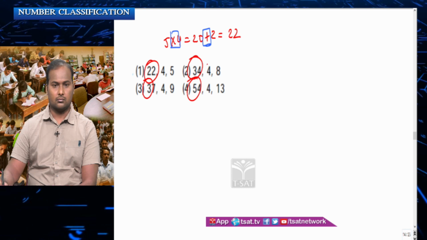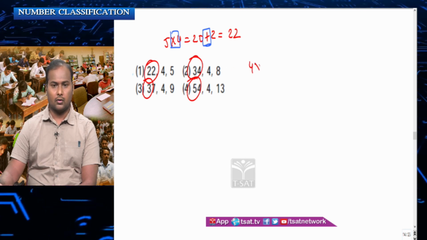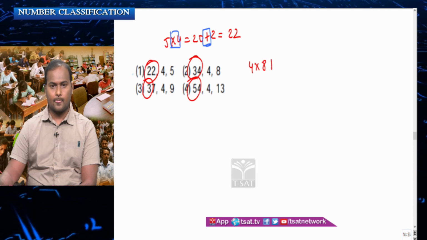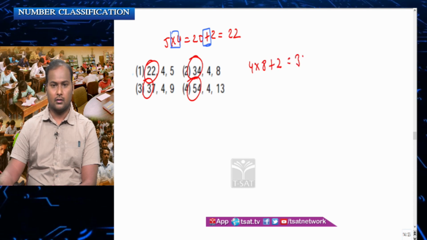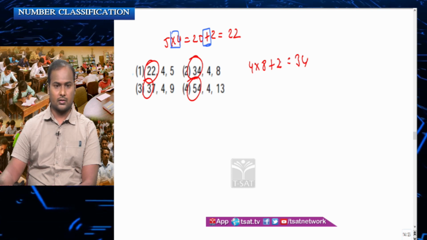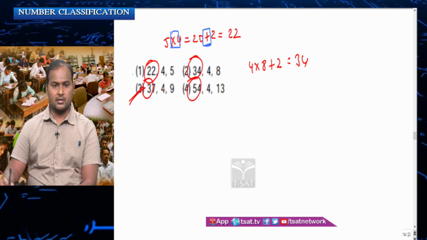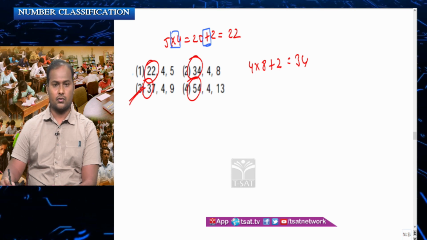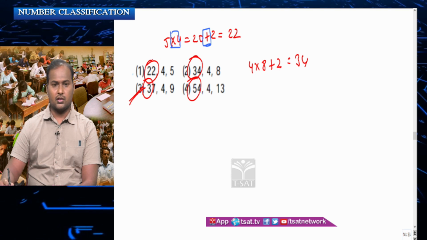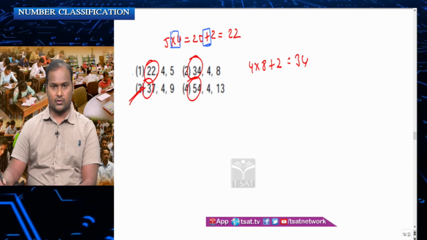See, check the option 2 also. 8, 4, you multiply 4, 8, 32, again plus 2, you will get 34 as the answer. So here also multiplication and addition. Then answer is option 3, because 9 fours are 36, 36 plus 2 is 38. So your answer is 3. So here also you observe the range. If the range is a bit more, I just went for multiplication.